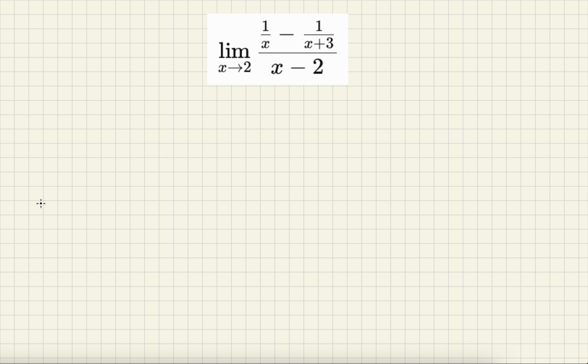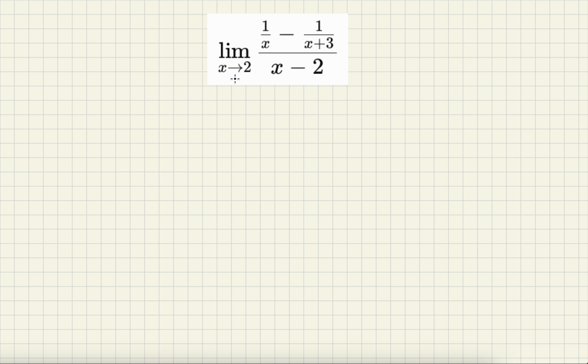So now in this question we have: find the limit as x approaches 2 of (1/x - 1/(x+3)) over (x - 2). Looking at this, we can plug in 2 into this function. We get (1/2 - 1/5) over 0, which is 0 over 0. This looks like the indeterminate form to me, right? 0 over 0. And so we know that we can manipulate this function slightly to get a certain value.